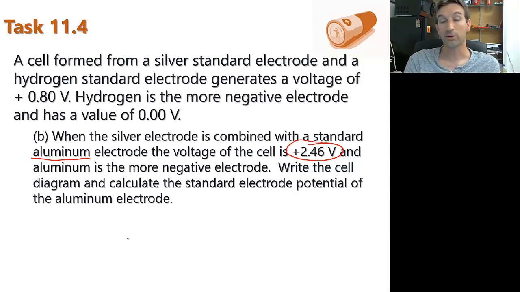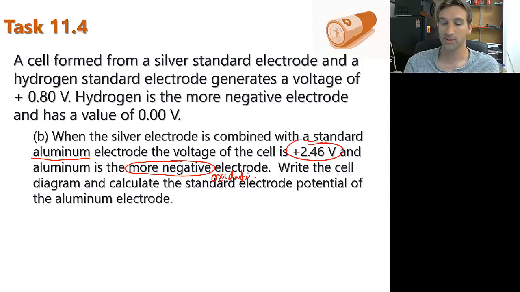So we're looking at aluminum now along with silver. The voltage of our cell is positive 2.46 volts, and aluminum is the more negative electrode. Remember, the more negative electrode is where we have oxidation. That's where we have a buildup of electrons. So write a cell diagram and calculate the standard electrode potential for this aluminum electrode.